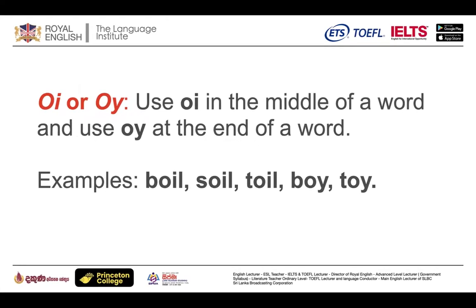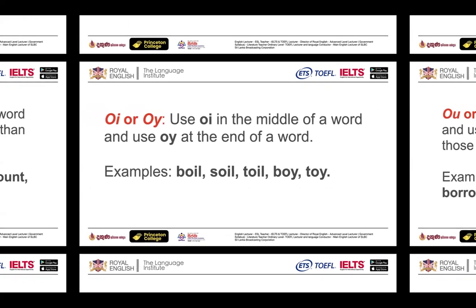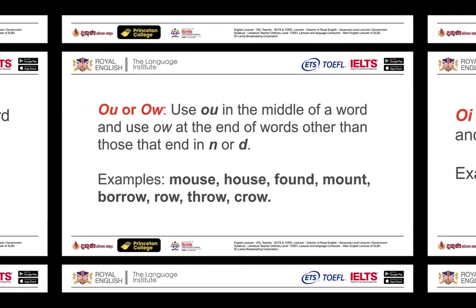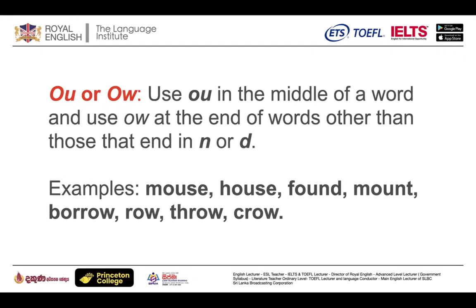OI or OY. Use OI in the middle of a word and use OY at the end of a word. Examples: boil, soil, toy, boy, likewise. And the other one is OU and OW. Use OU in the middle of a word and use OW at the end of words, other than those that end in N or D. Examples: mouse, house, found, mount, burrow, row, throw, crow, likewise.